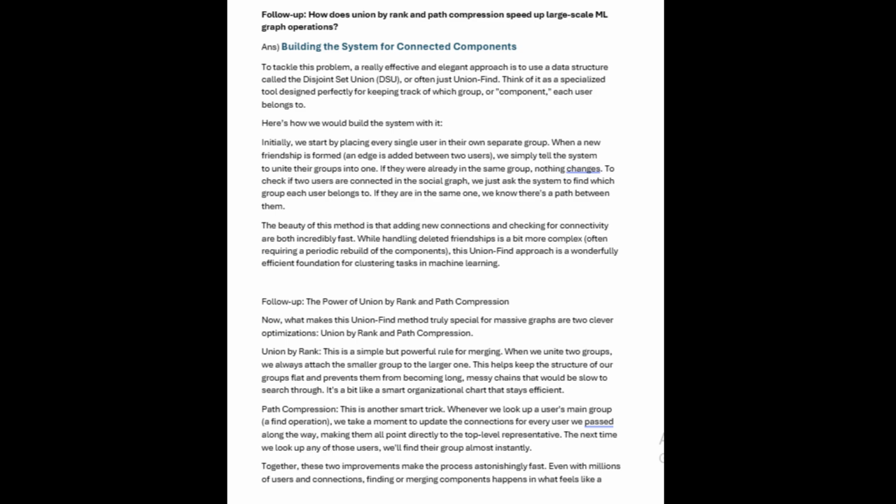The beauty of this method is that adding new connections and checking for connectivity are both incredibly fast, while handling deleted friendships is a bit more complex, often requiring a periodic rebuild of the components. This union find approach is a wonderfully efficient foundation for clustering tasks and machine learning. Follow up. The power of union by rank and path compression.